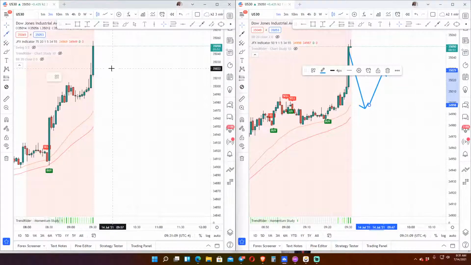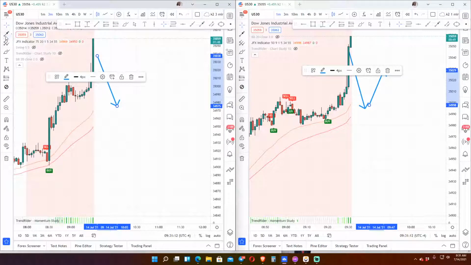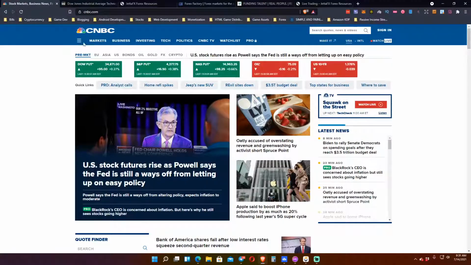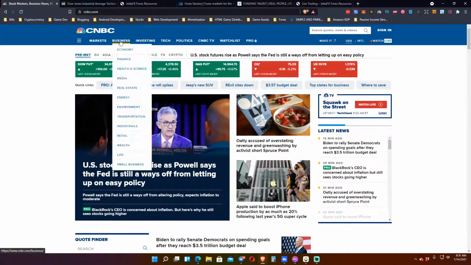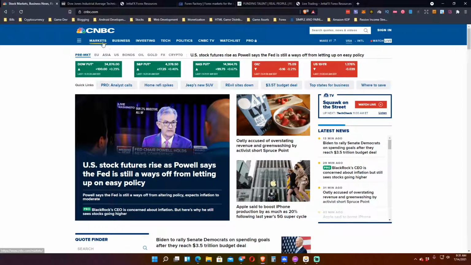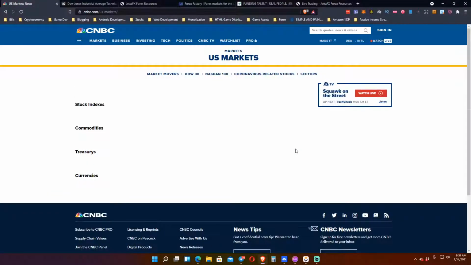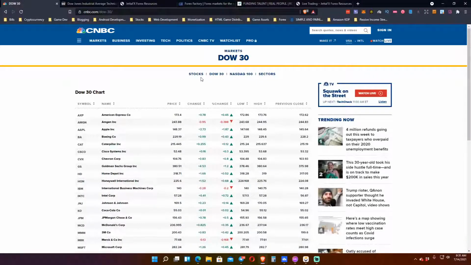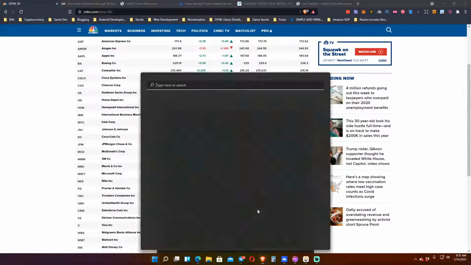Same thing with the 3 minute. Pull back and then a move up. Let's check out the news here. Let me refresh this page. Yeah, most of the companies are in green, so we're most likely looking for some bullish momentum today.